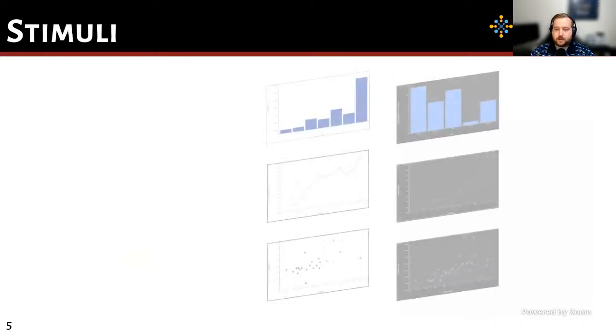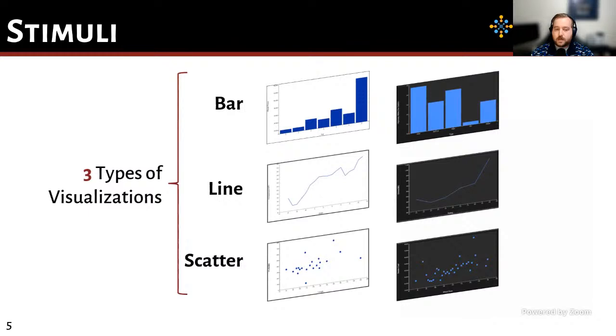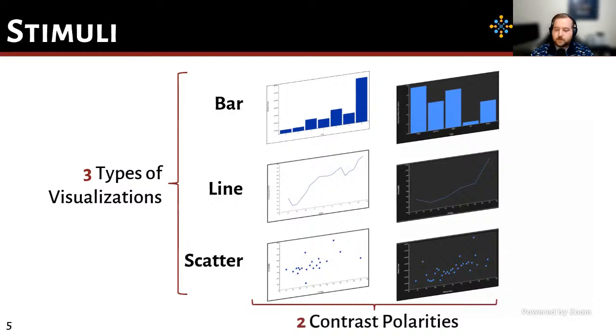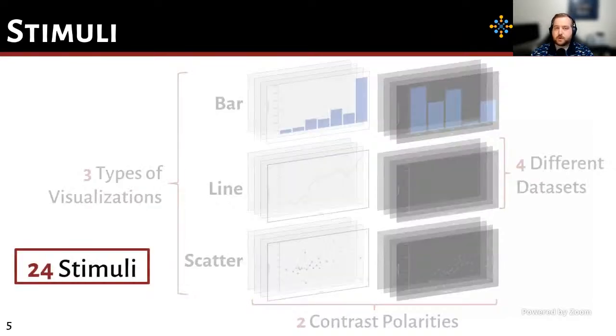For the stimuli, there were 6 possible combinations. We had 3 types of visualizations, which was a subset from the original paper, and then 2 possible contrast polarities, positive and negative. For each of those combinations, someone would see 4 different data sets and 4 different questions depicted using that data set. So there's a total of 24 stimuli that a person would see.